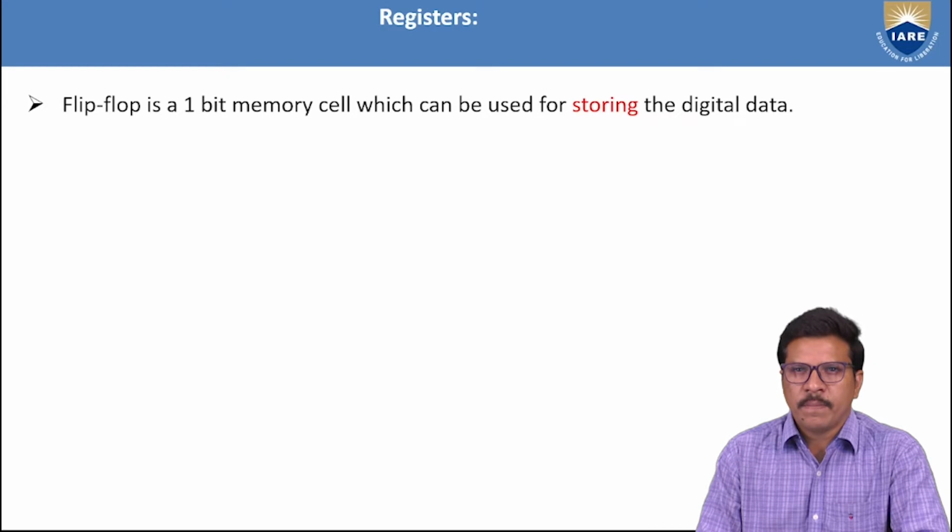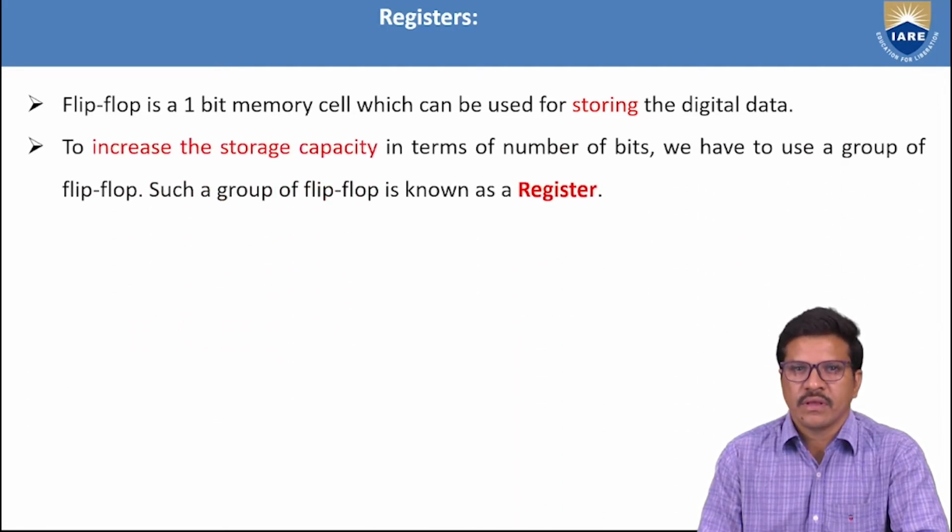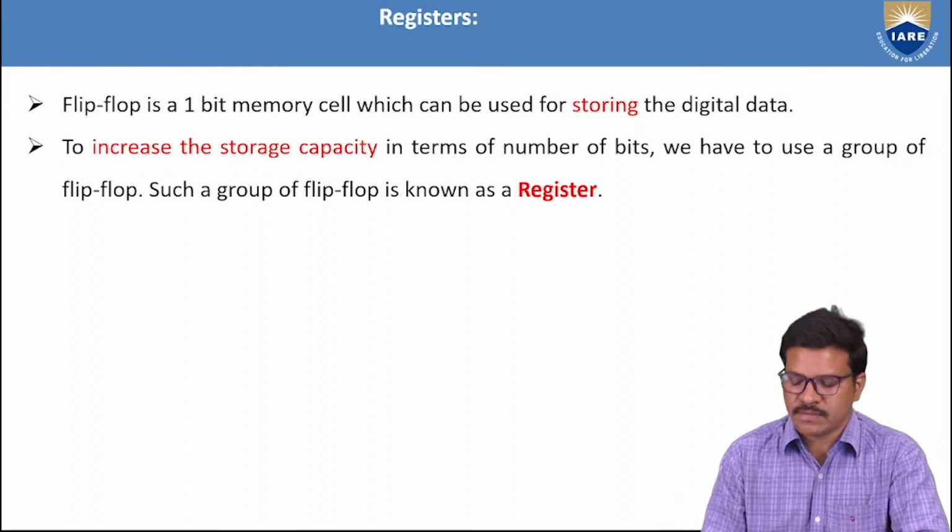A flip-flop is a 1-bit memory cell which we can use for storing digital data, either 0 or 1. The capacity of one flip-flop is that it can store 1-bit information, either 0 or 1. When we connect one flip-flop after another flip-flop in series, we can make registers. So to increase the storage capacity in terms of number of bits, we have to use a group of flip-flops connected together. Such a group of flip-flops is known as a register.